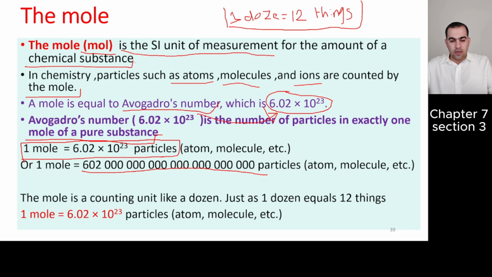As I said, the mole is a counting unit like a dozen. 1 dozen equals 12 things, but instead of dozen, we use mole in chemistry. 1 mole equals 6.02 times 10 to the power 23 particles. It's a counting unit. It's about the number.